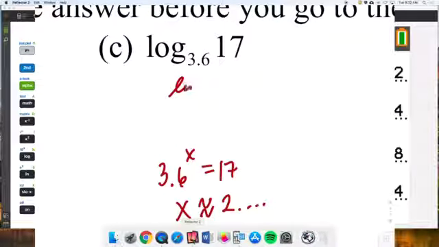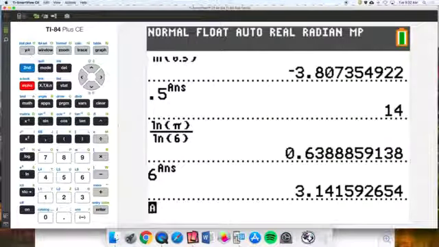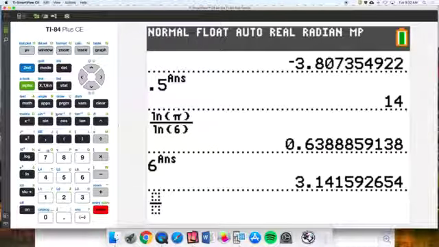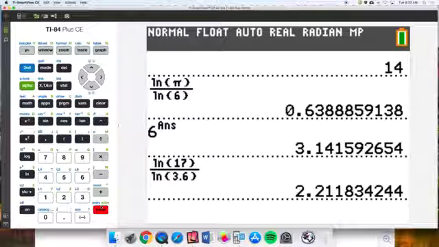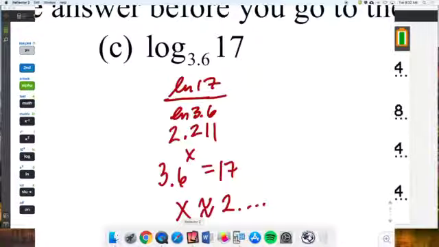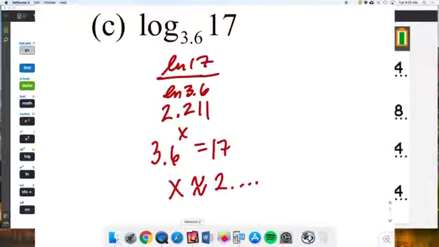So on our paper, we'll write the natural log of 17 over the natural log of 3.6. And here we go, one more time. Alpha y equals the natural log of 17. Close it, and then divide it by the natural log of 3.6. Big bucks, no whammies. We get 2.211, which was right in the region where we thought it would be.